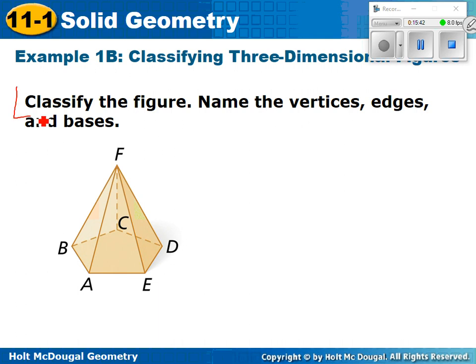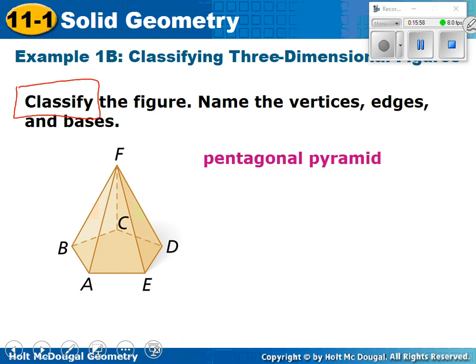Classify means to name it, so you have to name the shape. What is it? Pentagonal pyramid. Pyramids come to a point. Prisms have two parallel bases. So you should have said pentagonal pyramid. Some teachers say pentagonal pyramid or hexagonal pyramid. I can't do it. I was always taught pentagonal, so that's what I say.